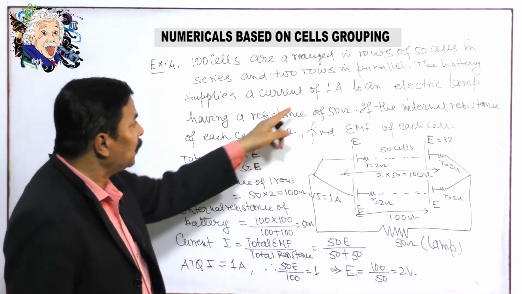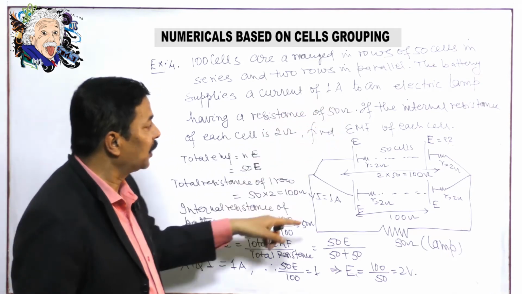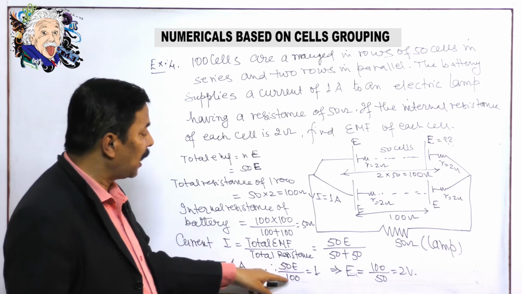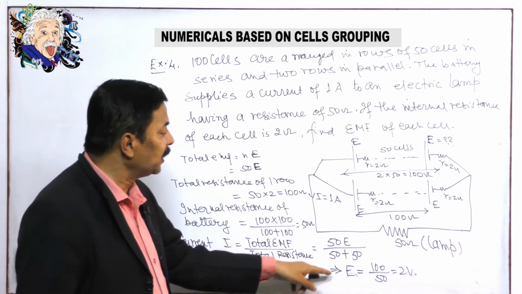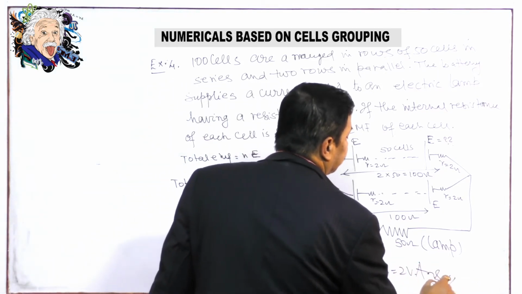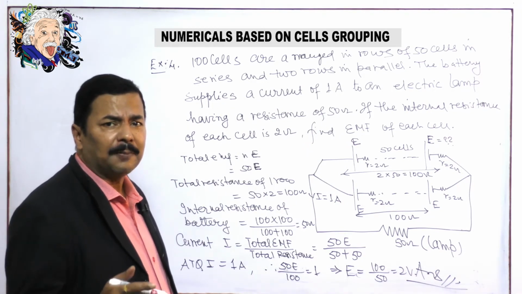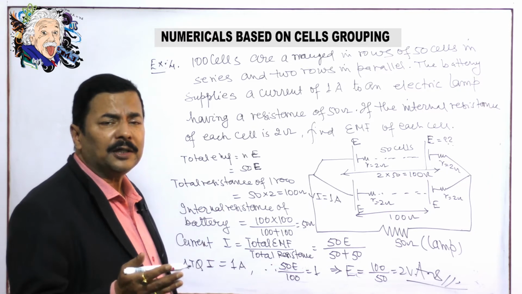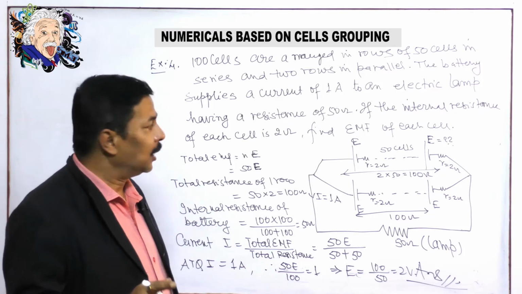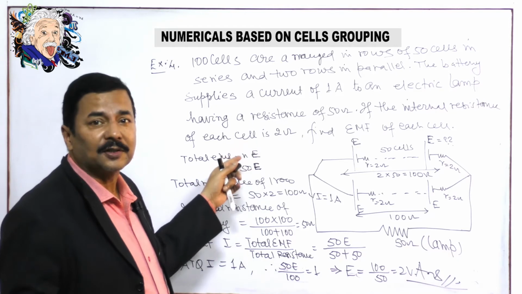And according to the question, a current of 1 ampere is supplied to the electric lamp. So this current is 1 ampere. So 50E by 100 is equal to 1. That means E is equal to 100 by 50, that is 2 volt. So this 2 volt should be your answer. That has to be kept in mind. So see, different types of questions I am trying to explain, which will support in understanding the concept that I have discussed in the series and parallel combination of cells. These questions will help you in the clarity of the concept that I have discussed in the theory section.